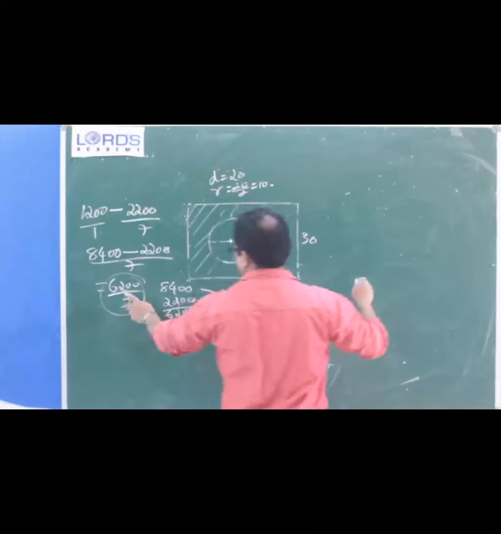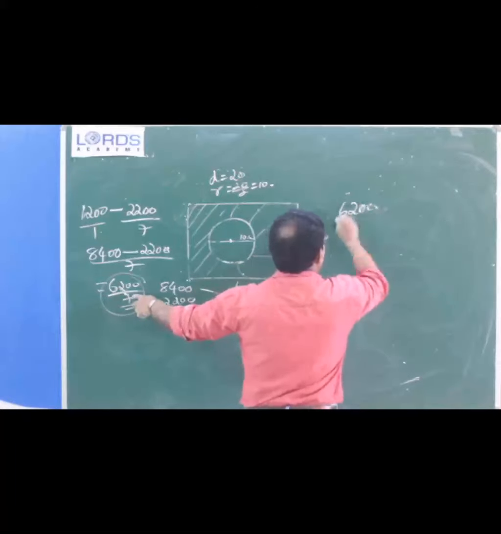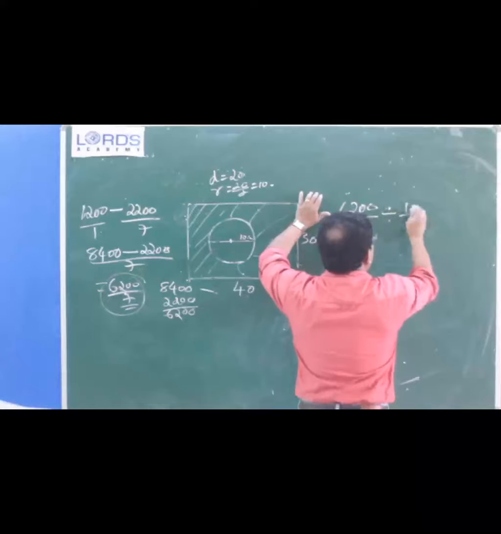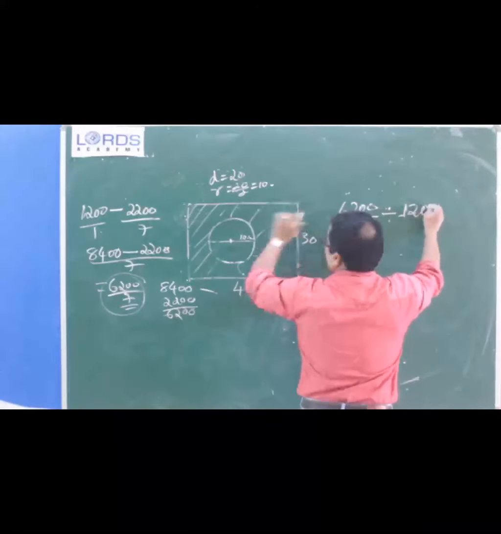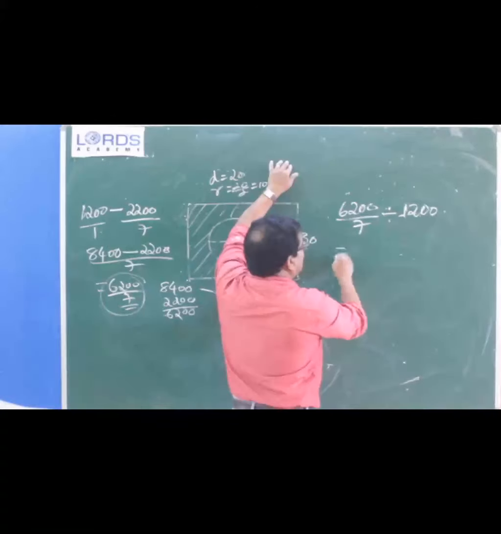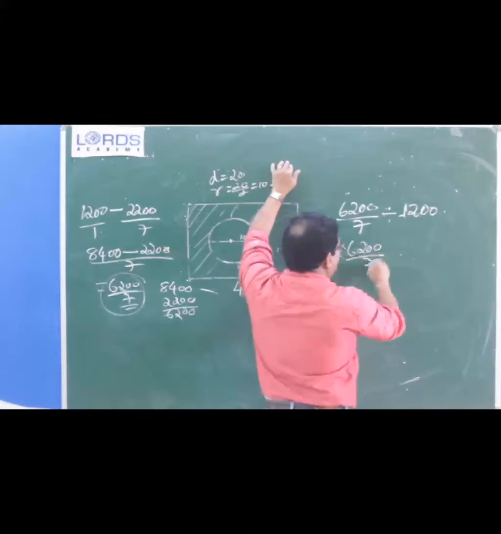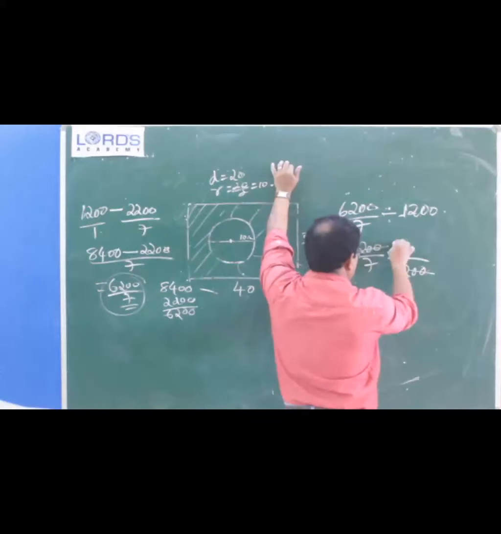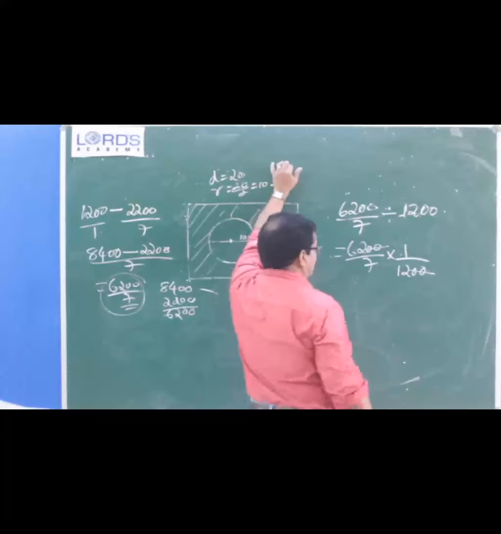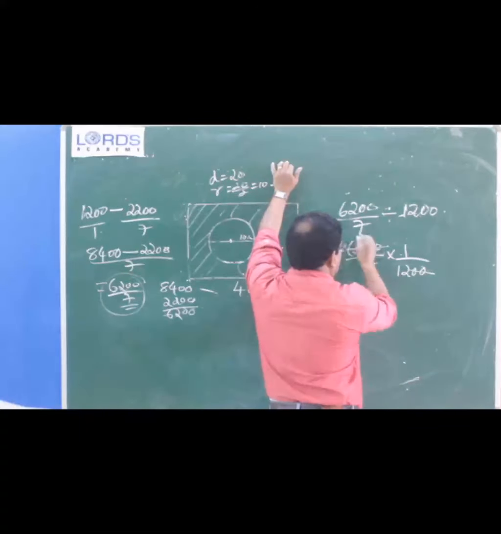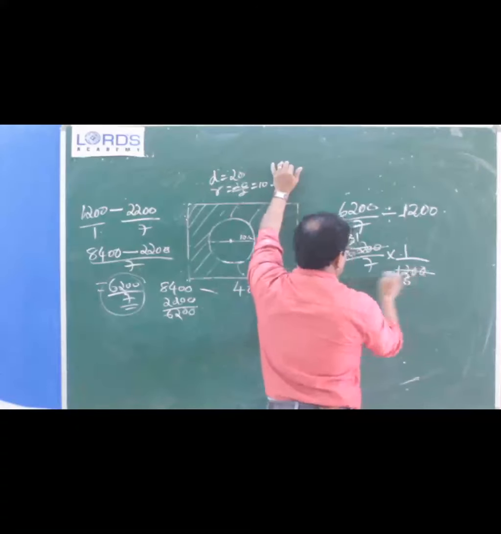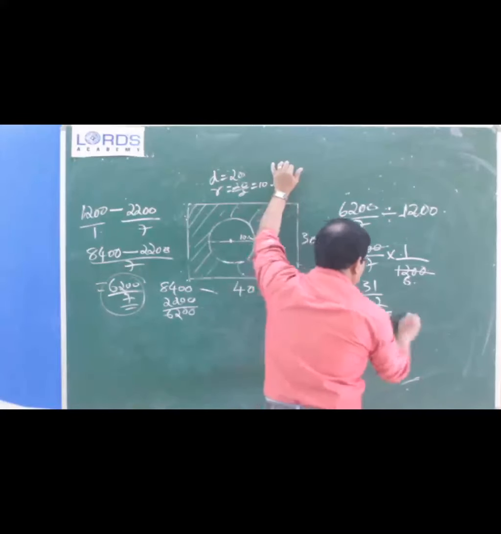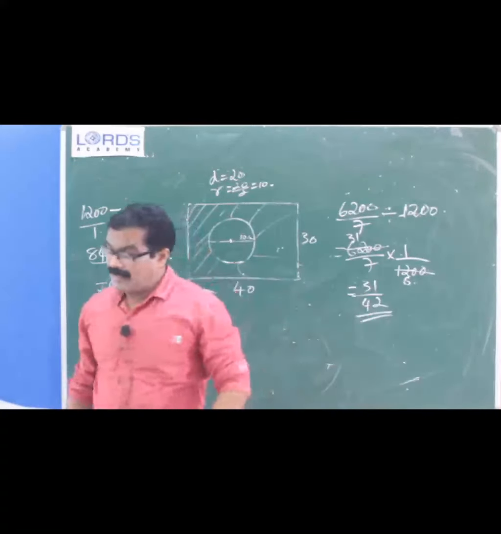That is 6200 by 7, this is the favorable case, divided by the possible cases, 1200, the area of the rectangle. This is equal to 6200 by 7 into 1 by 1200. Two zeros cancel. Then 2 here 31, here 6. You will get 31 by 6 into 7, 42. You will get 31 by 42. You will get the answer.